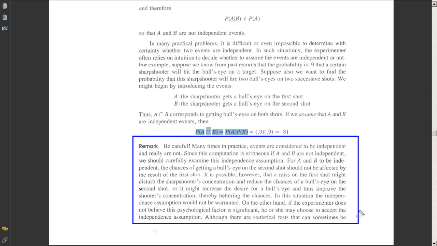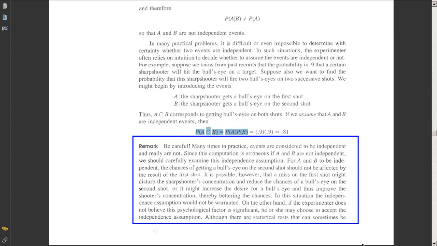Be careful, many times in practice, events are considered to be independent and really are not independent. Since this computation is erroneous if A and B are not independent, we should carefully examine this independence assumption. For A and B to be independent, the chances of getting a bullseye on the second shot should not be affected by the result of the first shot. That's what it would mean to be independent.